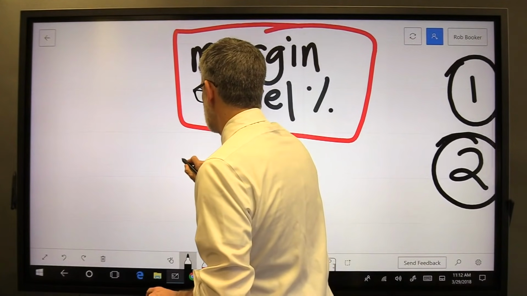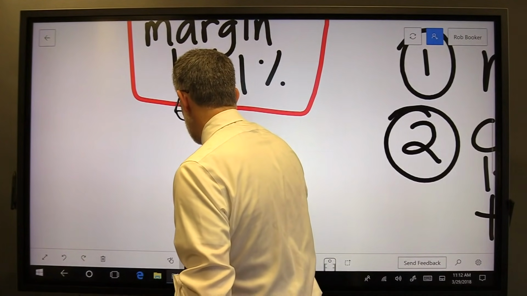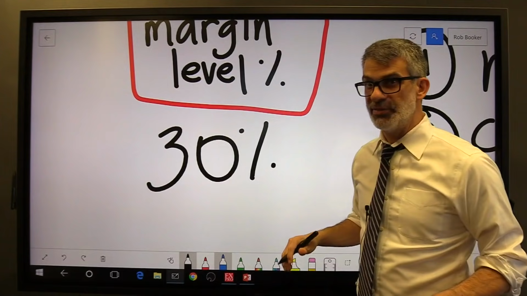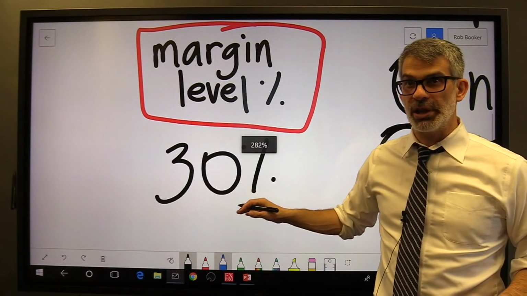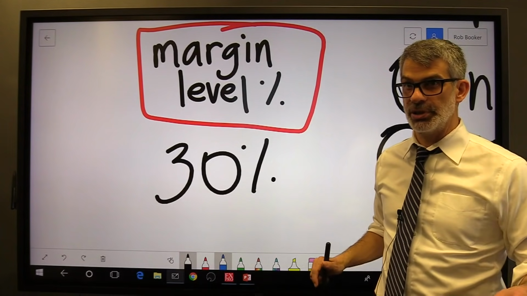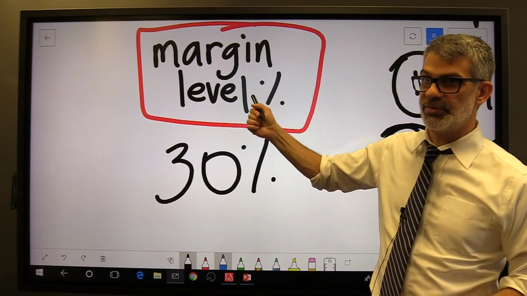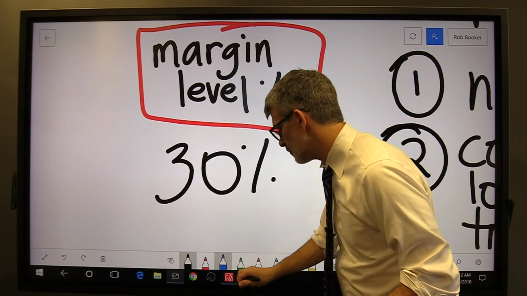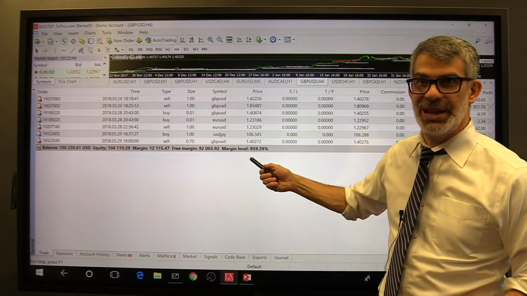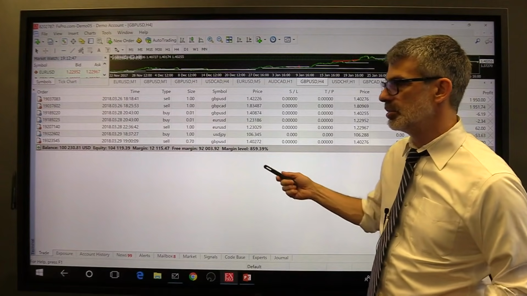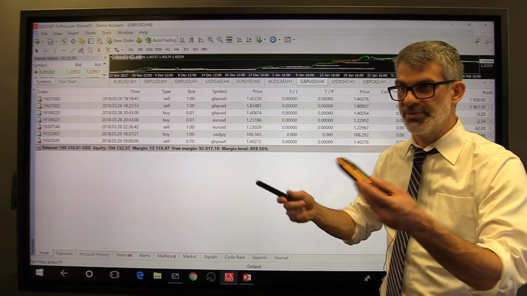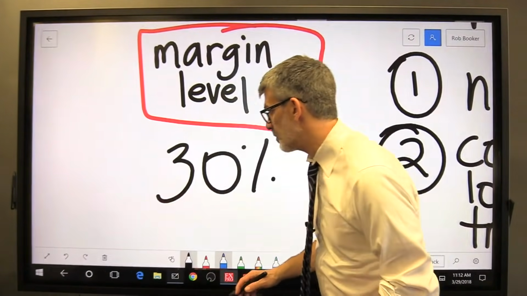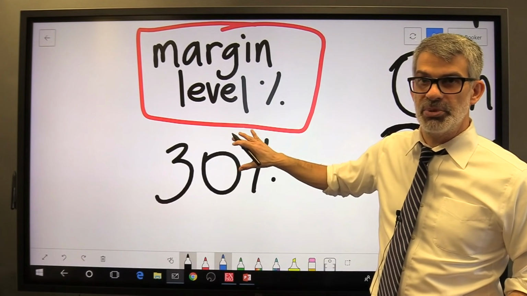Generally speaking, if your trading account reaches a 30% margin level percent, you will get a margin call and all of your trades will be closed. They'll close all your trades out. You want to keep your margin level percent as high as possible so there's no risk of your trades being closed out. Over in this demo account over here, my margin level percent is 859. You can't see it very well, but that's what that number is. That means, Nate, I have virtually no chance that this demonstration trading account is going to have a margin call or any problem. This is the most important number that you can focus on.